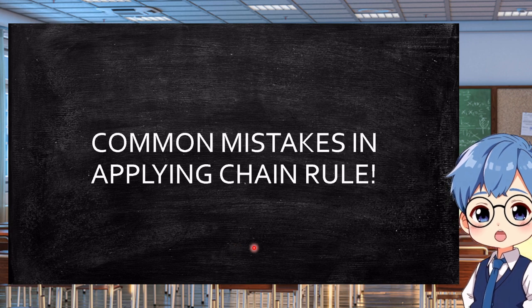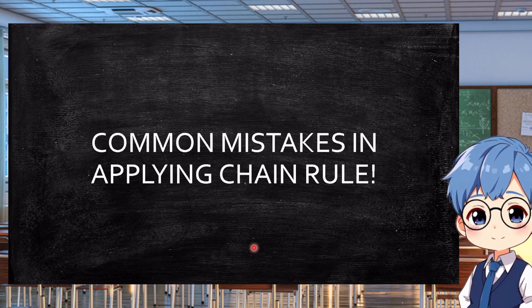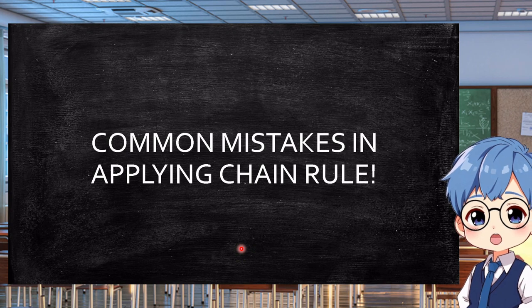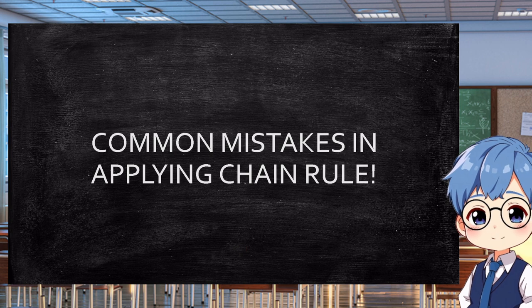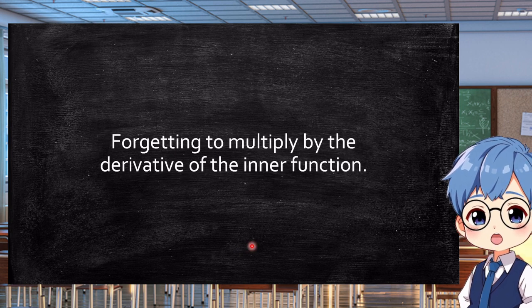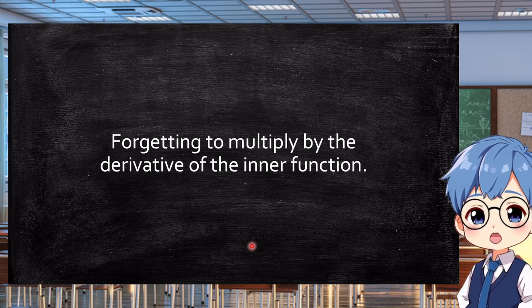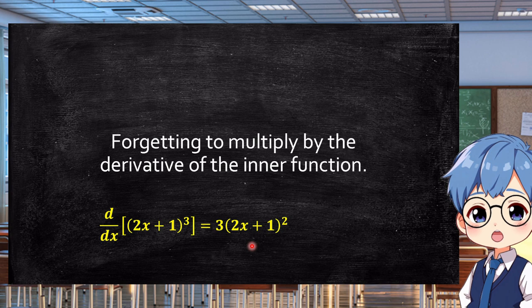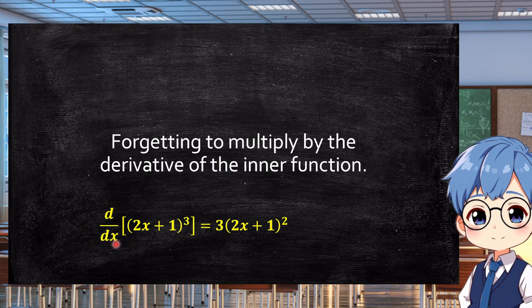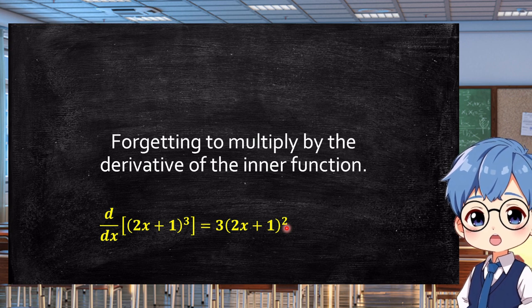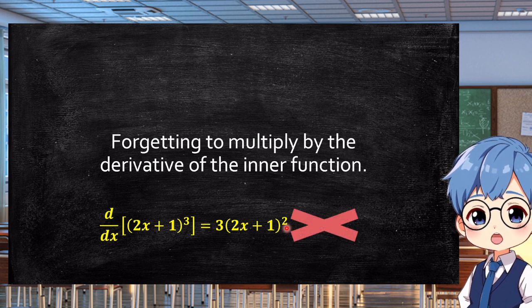Now we're done with the examples. Let's proceed to the common mistakes you might make when using chain rule. Here are some things to watch out for. Number 1. Forgetting to multiply by the derivative of the inner function. For example, you might answer like this. You just apply power rule. So you bring down 3, copy the given, subtract 1 to the exponent, and then you might think that this is your answer already. This is very wrong.